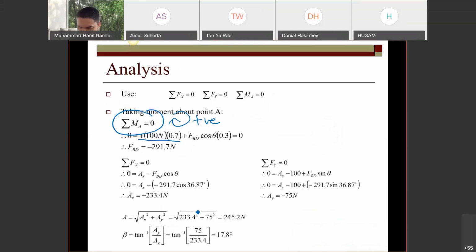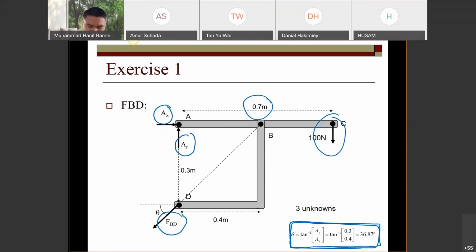Okay, F_BD here. You can actually resolve the F_BD into these components: F_BD cos theta and F_BD sine theta. Of course, we will not use F_BD sine theta because there is no perpendicular distance from A.